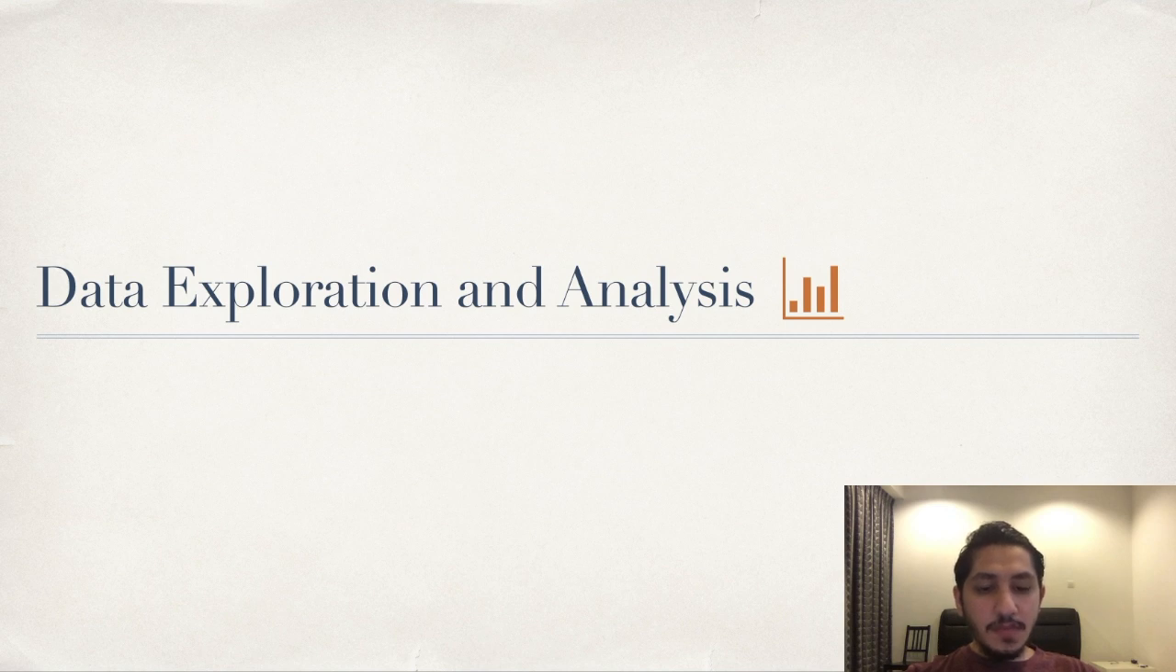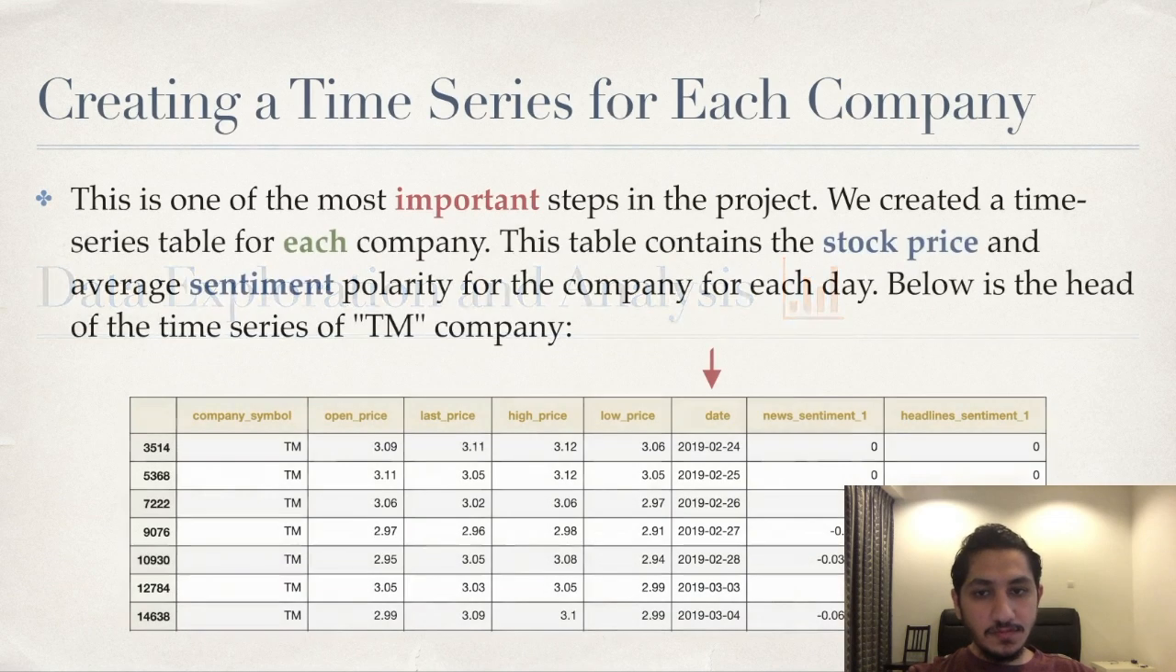After interpreting the data and deciding which data to use in the analysis, we moved to data exploration and analysis. One of the most important steps that we did in the project is the creation of this table, and other similar tables. We created a time series table for each company. This table contains the stock prices and the sentiment polarity for that company for each day. For example, here we see a sample of the time series table of TM company.